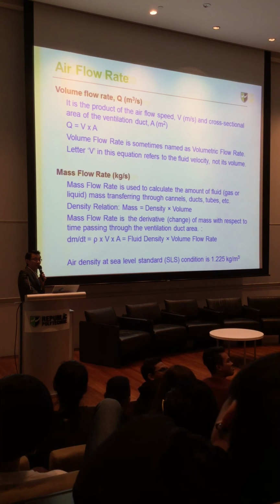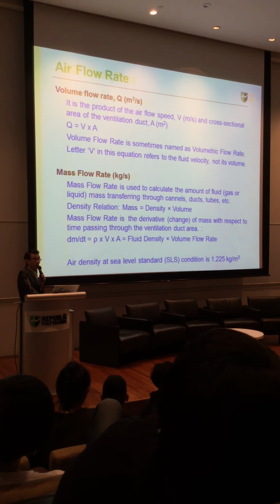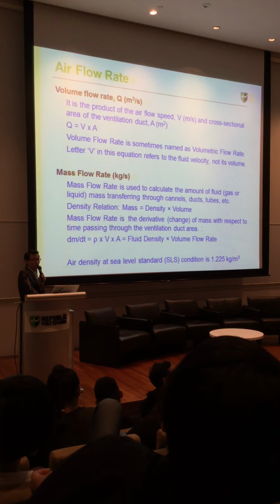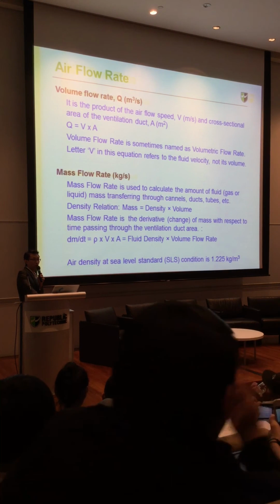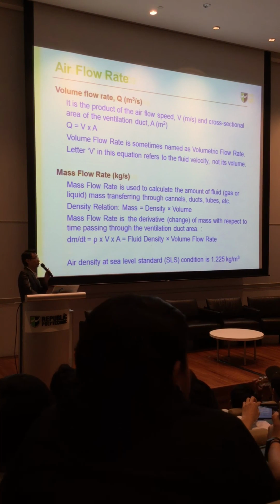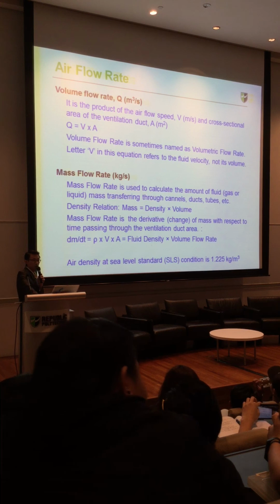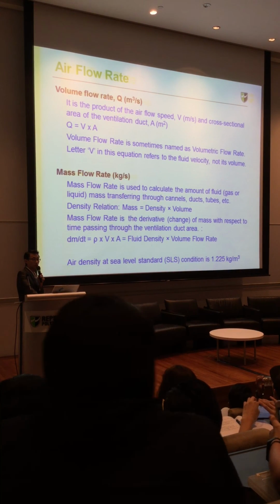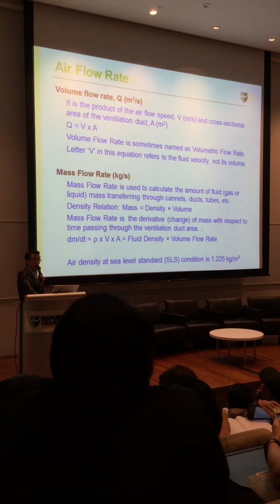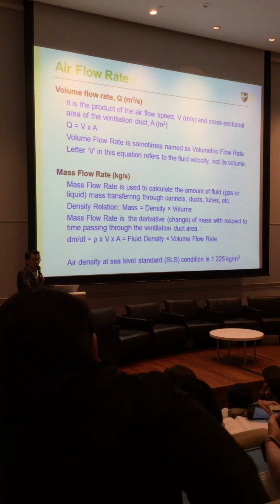When we talk about ventilation, there will be flow. When there's flow, there's flow rate. So we will need to know how to calculate volume flow rate. That's the Q over there, using the velocity of the air going through that area times the cross-sectional area. That's volume flow rate.